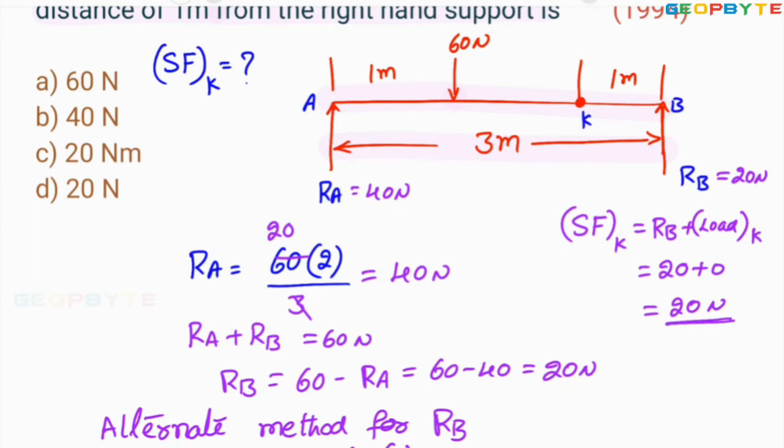20 newtons. Therefore, look at the options. 20 newtons, option D is absolutely correct. I hope you clearly understood the problem. Let us go for the next problem.